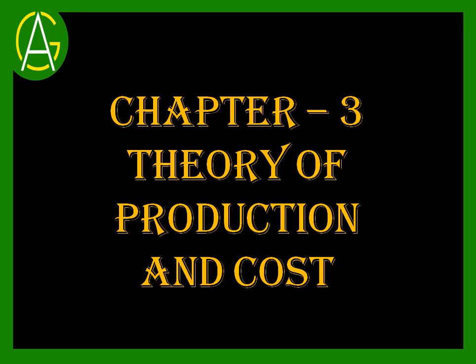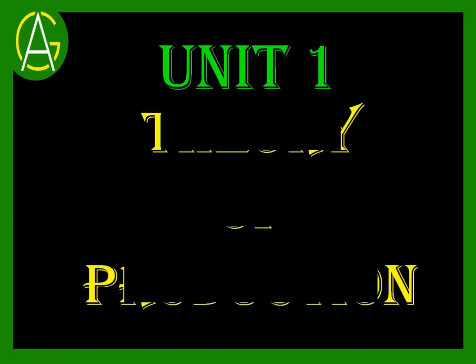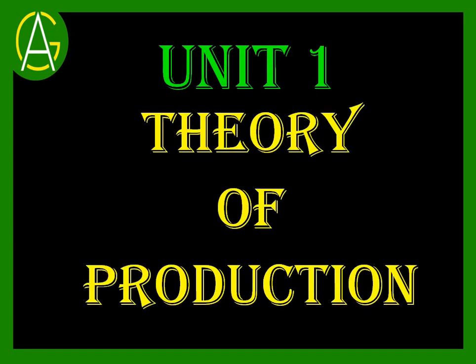In this session, we are learning chapter number 3, that is Theory of Production and Cost, and in that unit number 1, Theory of Production. Until now, we have learned the meaning of production, types of utility, then production function, two types of production function, that is short run production function and long run production function. Now we are learning another concept that is known as isoquant.